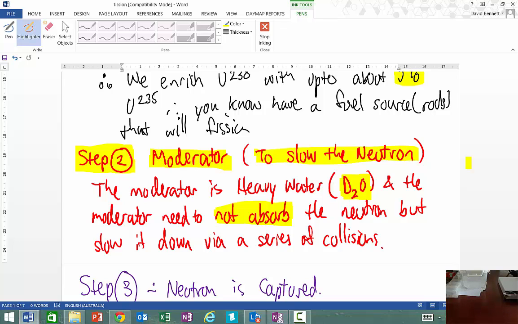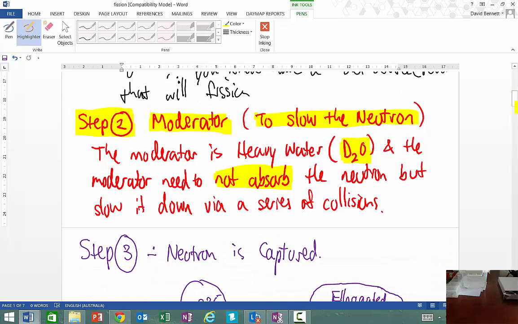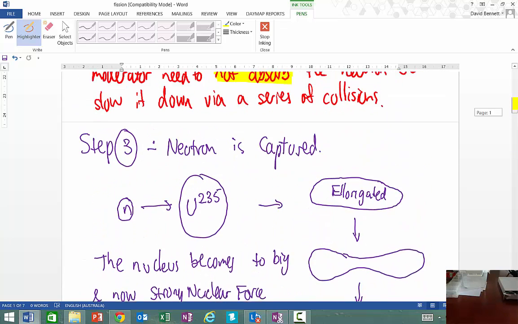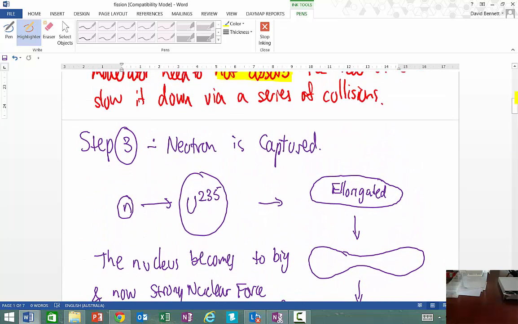The neutron is basically getting slowed down because it's hitting the heavy water. If it wasn't slowed down, it's a bit like a marble hitting a bowling ball. What's going to happen is it's just going to rebound off the uranium-235 atom, so therefore it won't be encapsulated into the nucleus. Step 3 in the process is the neutron is captured.